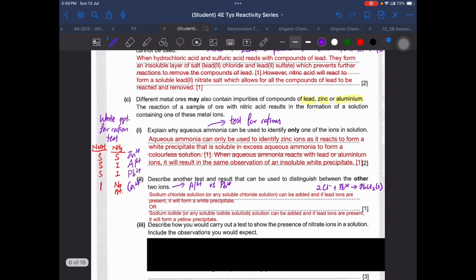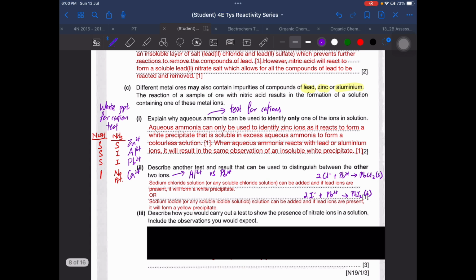Alternatively, you can also add an iodide solution, which can also react with the lead(II) ion, and this will then form a lead(II) iodide precipitate, which is a yellow precipitate. So this part 2 actually requires the student to know that you can use the idea of solubility to help you differentiate between lead as well as aluminum ions.